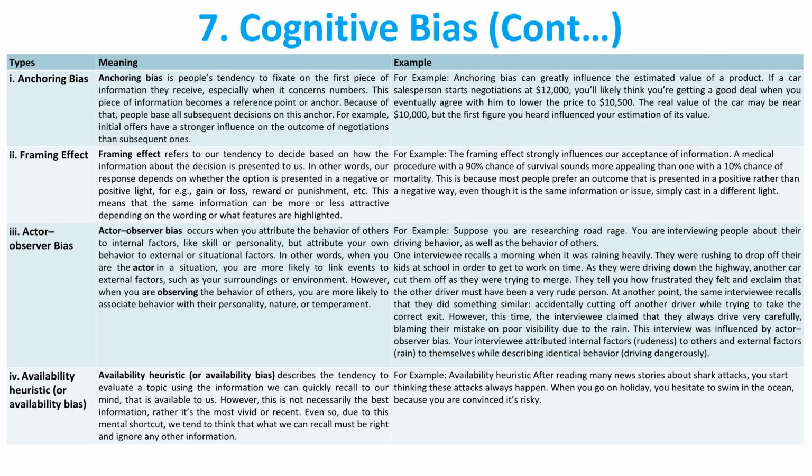Availability heuristic or availability bias describes the tendency to evaluate a topic using the information we can quickly recall to mind, that is, available to us. However, this is not necessarily the best information, rather it's the most vivid or recent. Even so, due to this mental shortcut, we tend to think that what we can recall must be right and ignore any other information. For example, after reading many news stories about shark attacks, you start thinking these attacks always happen. When you go on holiday, you hesitate to swim in the ocean, because you are convinced it's risky.